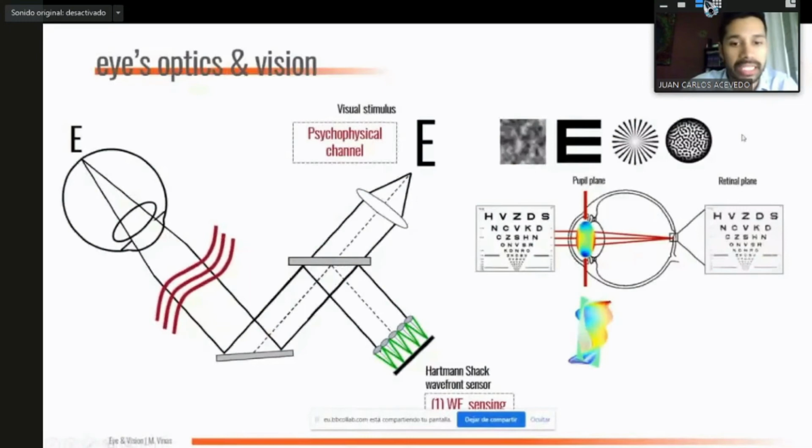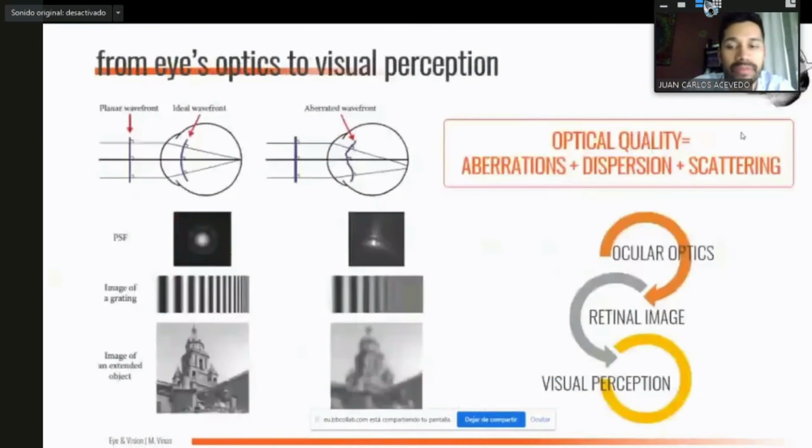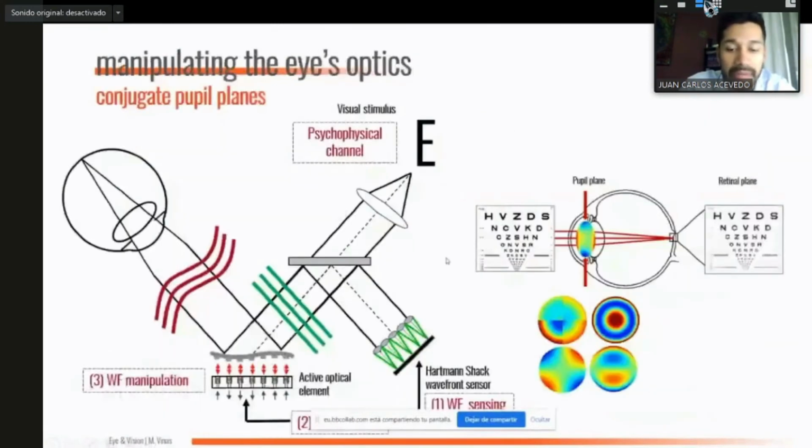In this way, the device allows reproducing the image as the patient would see it through the wavefront. It is not possible to make an exact measurement, but it is possible to simulate the image perceived on the retina. The third component is an active optical element which manipulates the wavefront, correcting the patient's refractive errors. It can induce any pattern and modify the optical quality of the image.